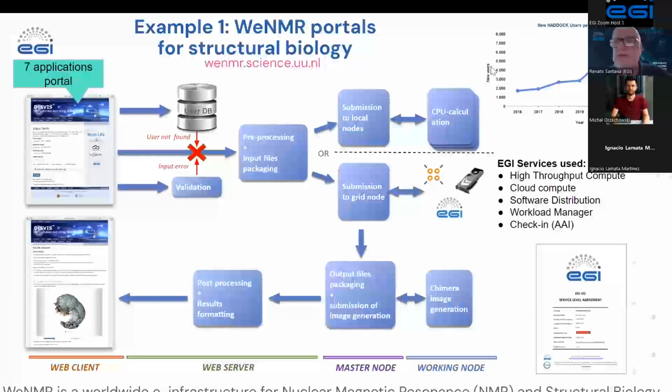Let me see if I can show this. Per year, they use almost 7,000 DVUs. EGI services used: high throughput compute, cloud compute. They have software distribution. What software? It's up to the VO, to this WNMR VO, to run it and control it. That's again why we have this controlled access, workload manager, and checking the AAI.